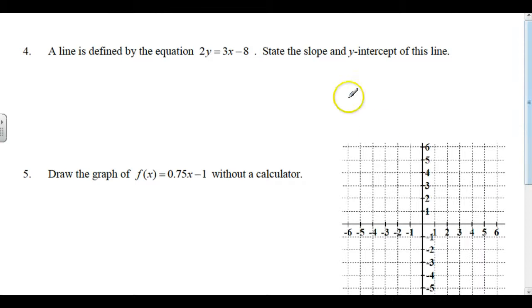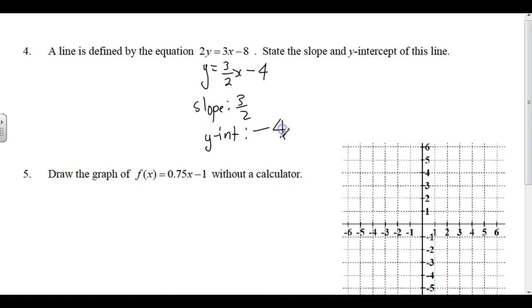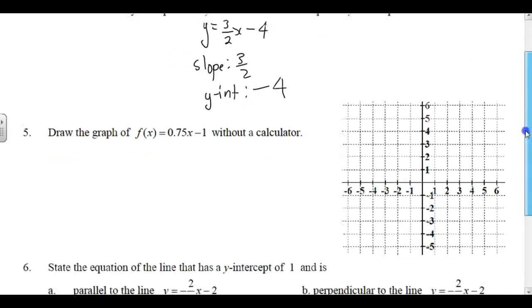A line is defined by the equation 2y. So we need to rewrite this. We're going to divide everything by 2. So this will be 3 halves x minus 4. So the slope is 3 halves, and the y-intercept is negative 4. So rearrange into y equals form, right? Y equals mx plus b, and there you go.